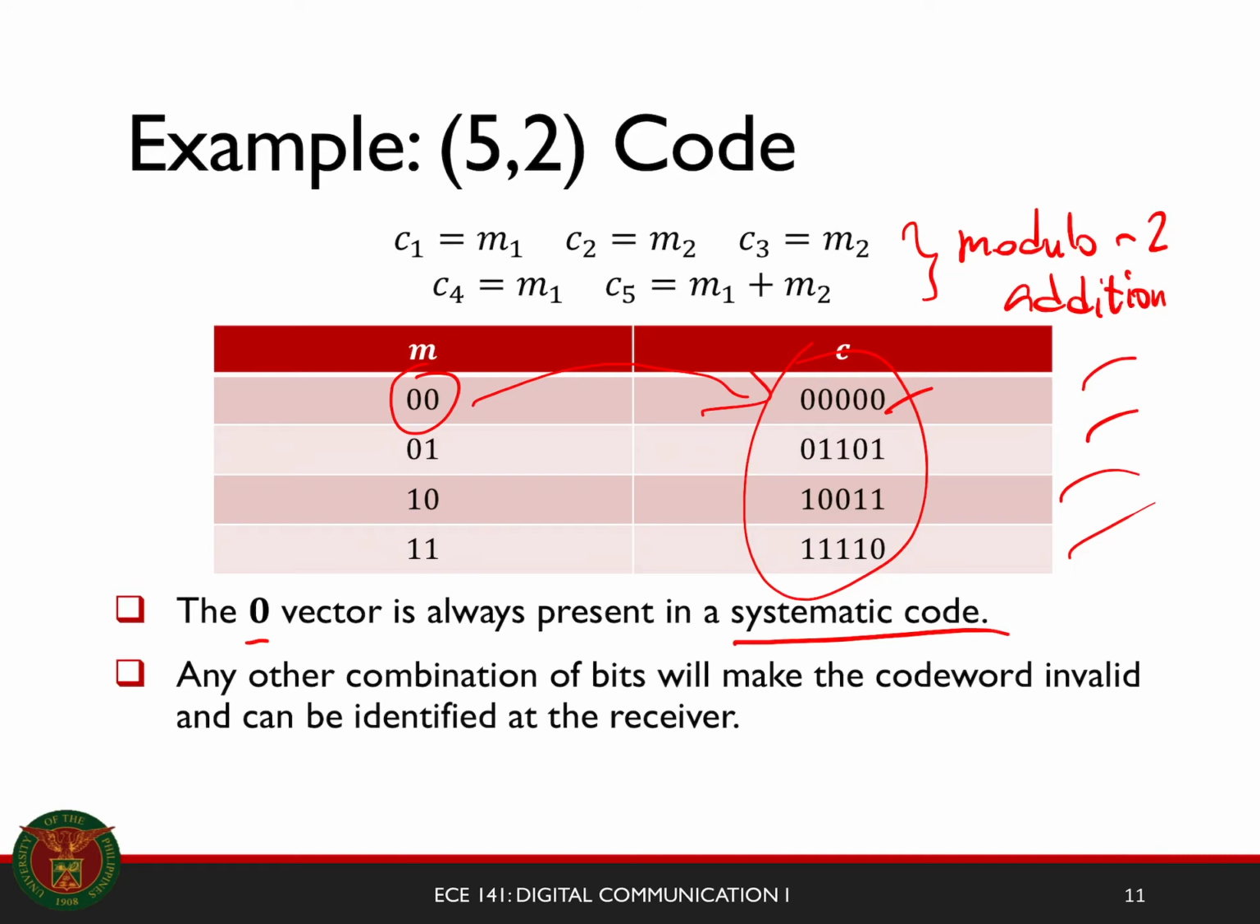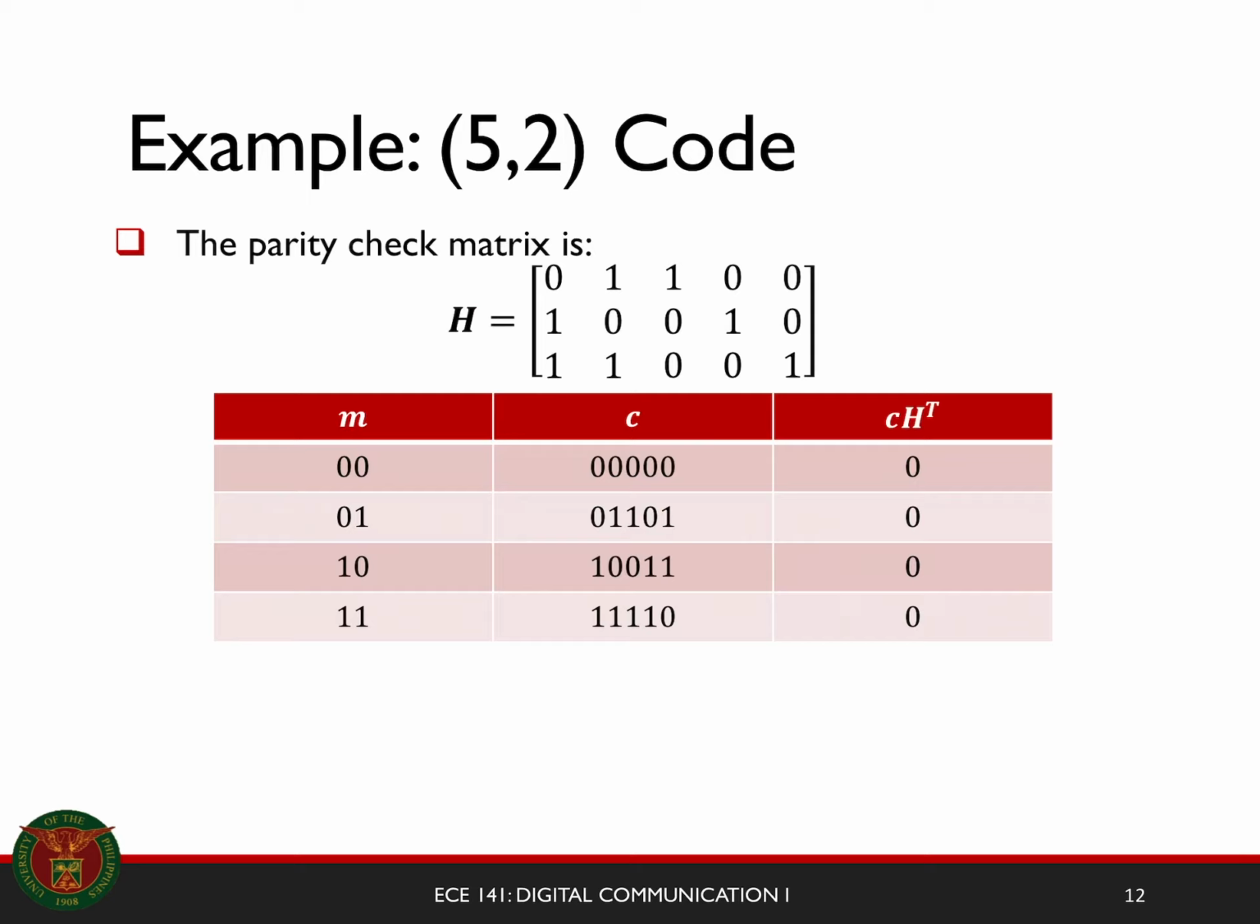So if we receive 11100, this is an invalid code word. So I'll leave that as an exercise to you. If you multiply this with your parity check matrix transpose, you would get a non-zero column vector. So if we confirm, if we multiply the code words to your parity check matrix, you'll get the zero vector. This should be a vector.